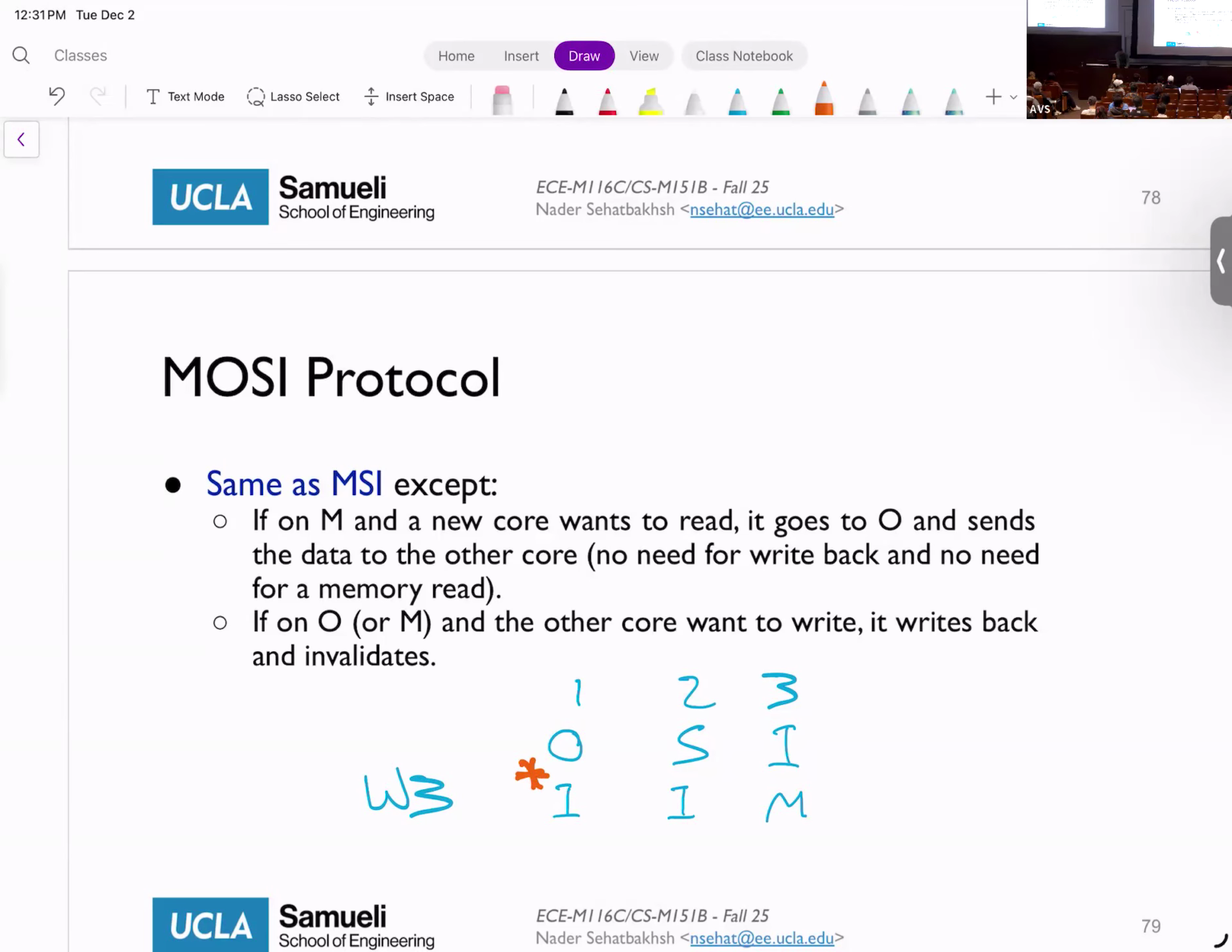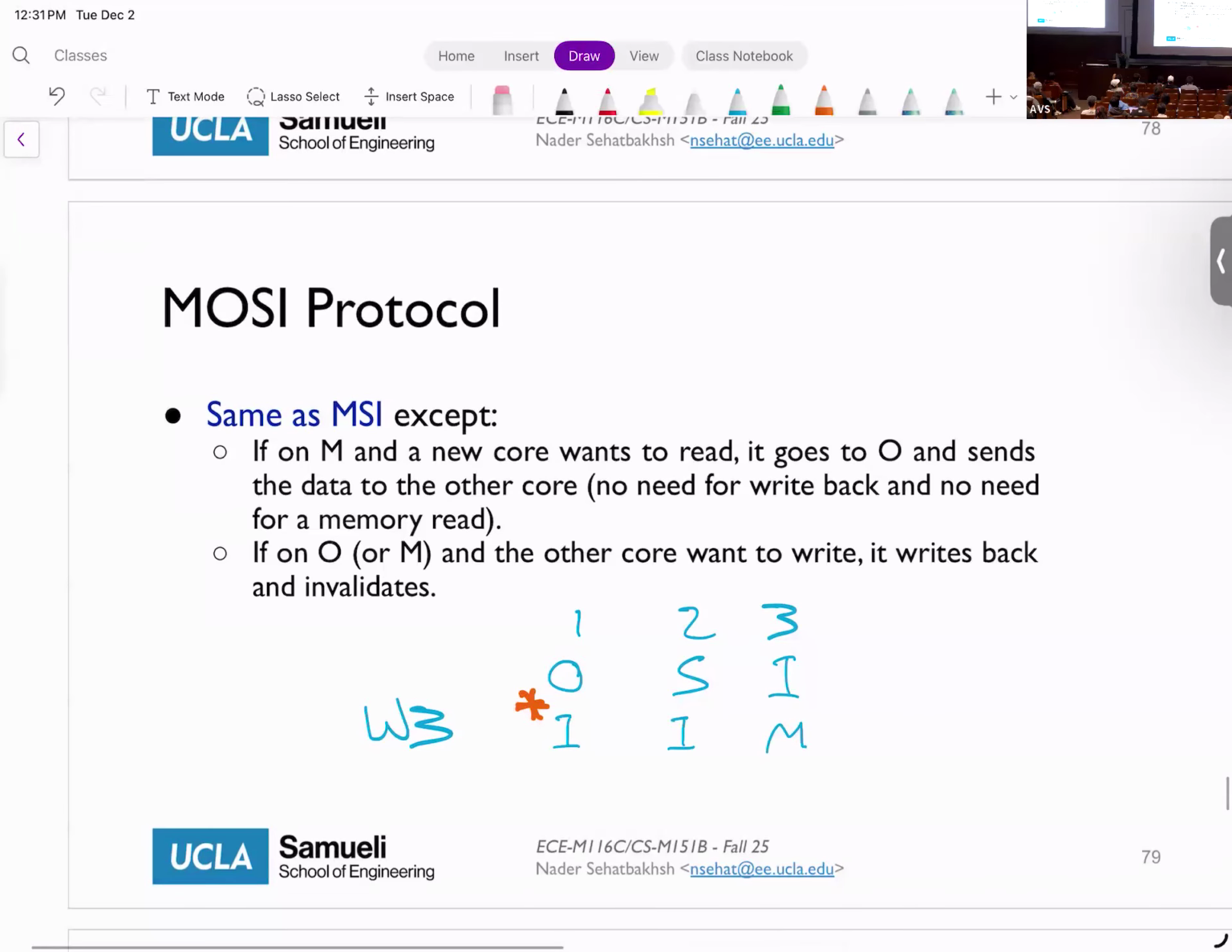And then let's say this continues, and now I have read 2. What will happen is that this stays in I, this one goes to S, but this one goes to O. The important thing is that the data is provided from M to S. So when O changes to I or other states, when someone else wants to write and you have to invalidate, then you write back.